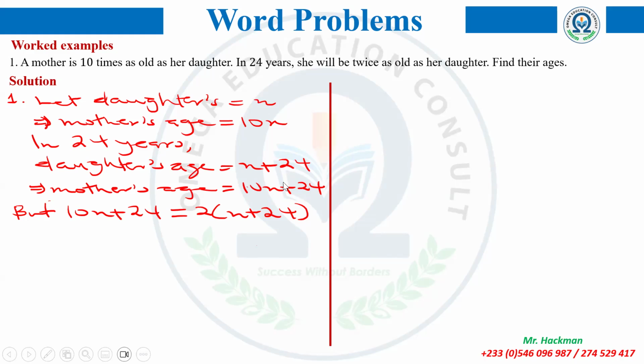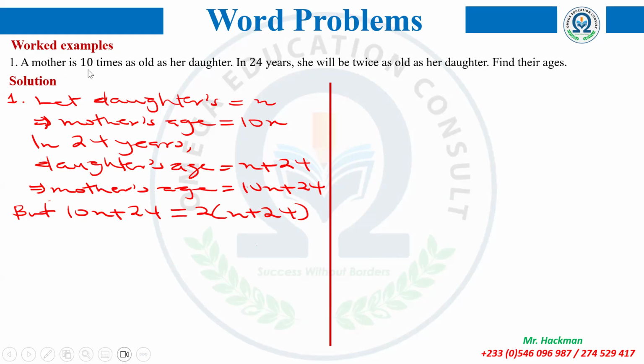So I'm told that in 24 years, the mother's age will be twice the daughter's age in 24 years. That's why we said in 24 years, the "she" that you have there is referring to the mother. You agree? She will be twice as old as her daughter.